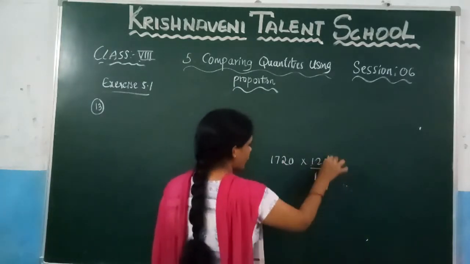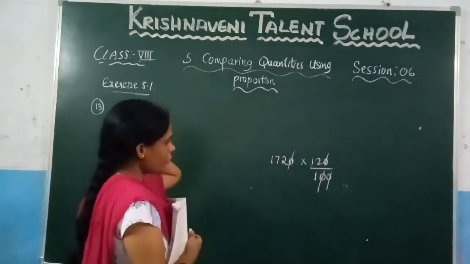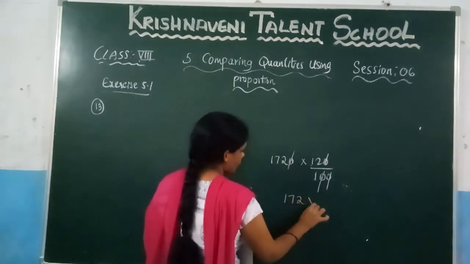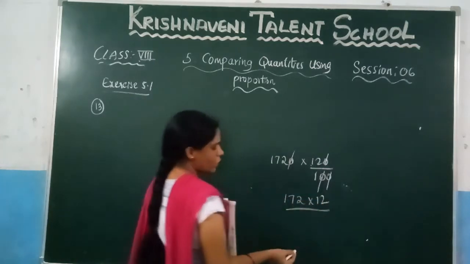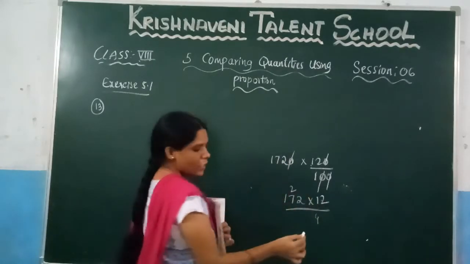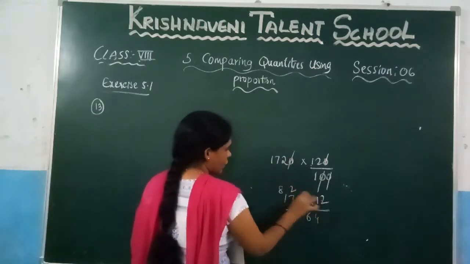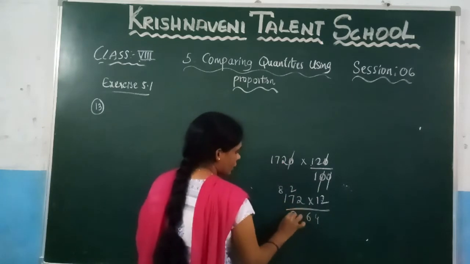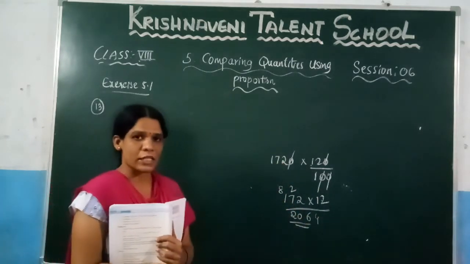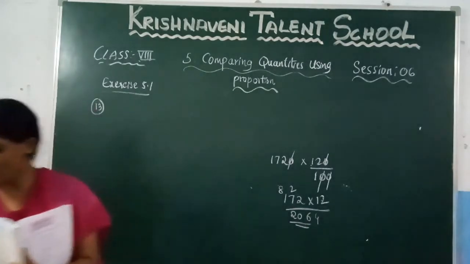So here 0 will get cancelled, and again here 0 will get cancelled. Now you need to multiply 172 into 12. So what is the value of this one? 12 2s are 24, here 4, here 2, right? 12 7s are 84, 84 plus 2 which is 86, 12 1s are 12 plus 8 which is 20. Now how many bags of cotton can she expect this year? 2064. Let us write this problem.